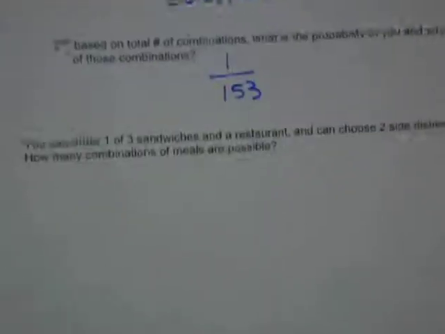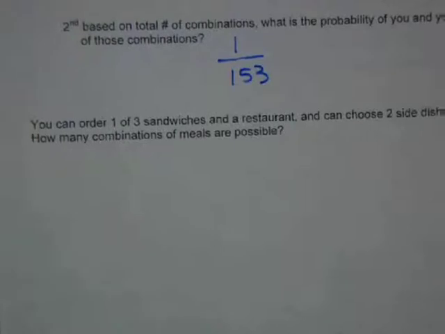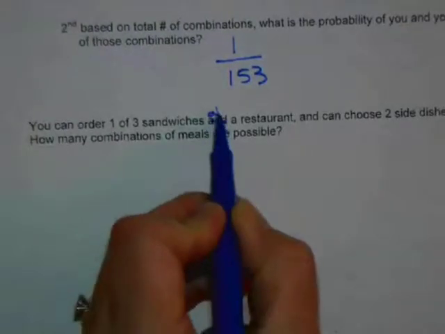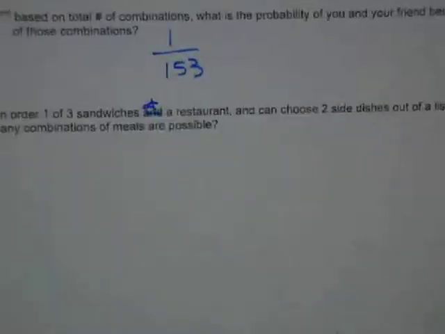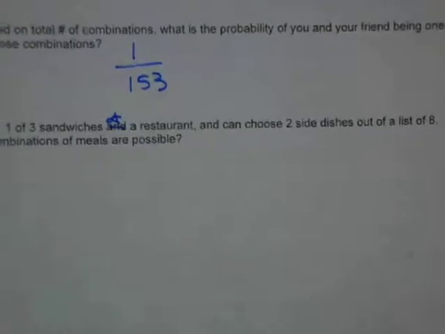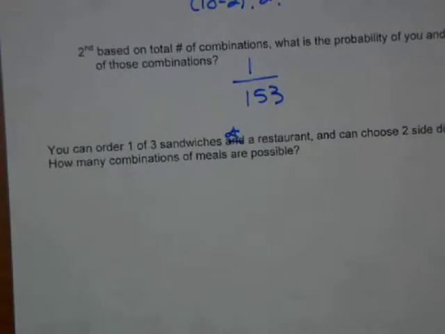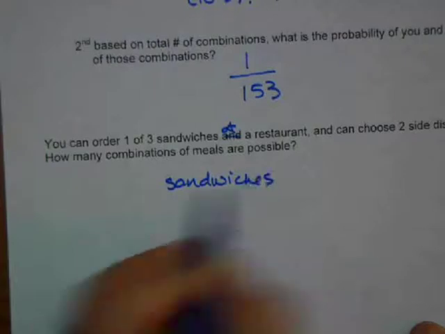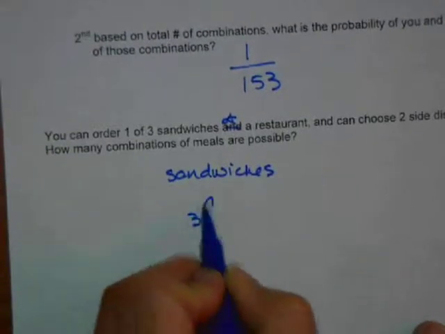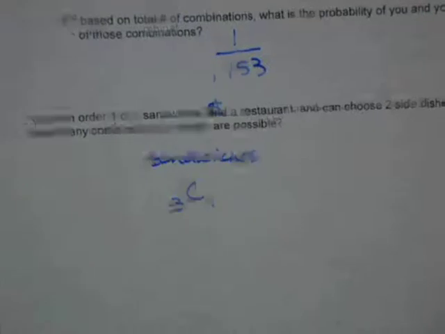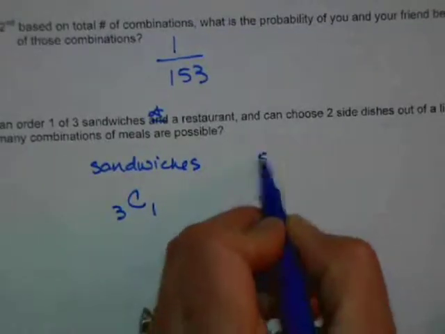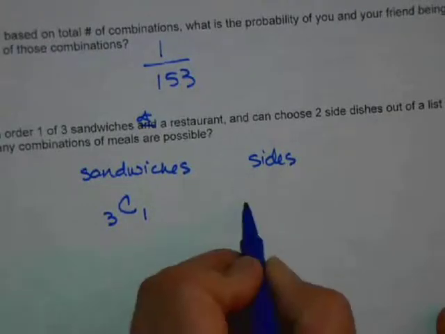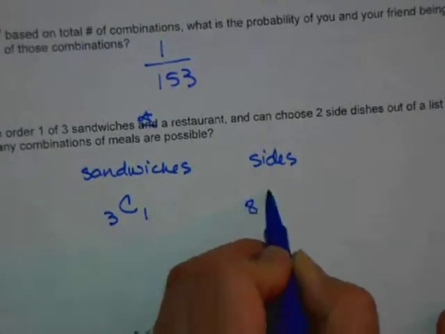All right, last one. You can order 1 of 3 sandwiches at a restaurant, and you can choose 2 side dishes out of a list of 8. How many combinations of meals are possible? So first, we're going to consider the sandwiches. You have 3, you're going to choose 1. Then the sides. How many sides can you choose from? 8. You get to choose 2.